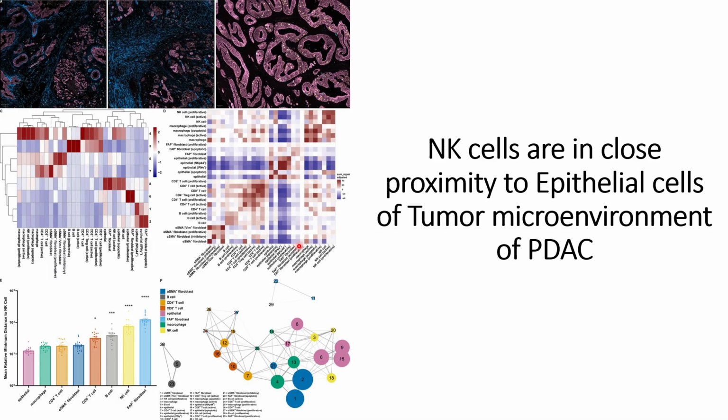They are widely separated by the CD4 plus T cells, that is 26 CD4 plus T cells, and also widely separated by the FAP plus fibroblast. So here also we can see the close relationship between NK cells and the epithelial cells.